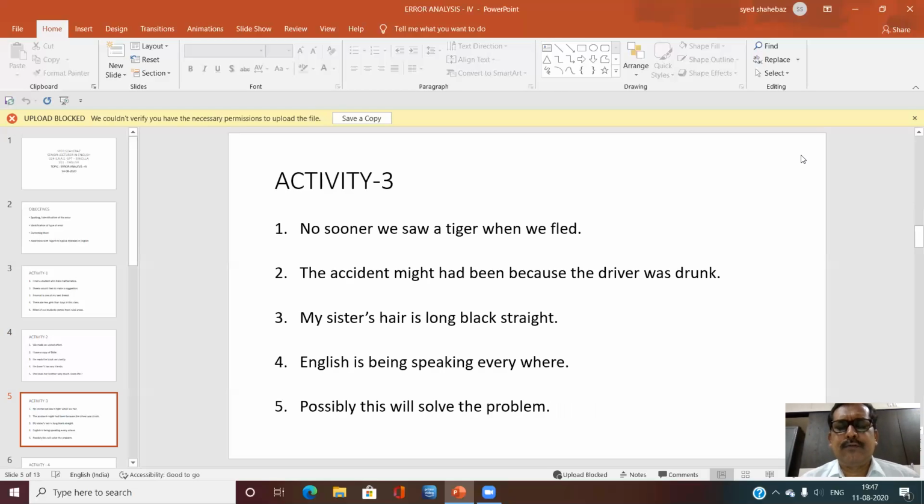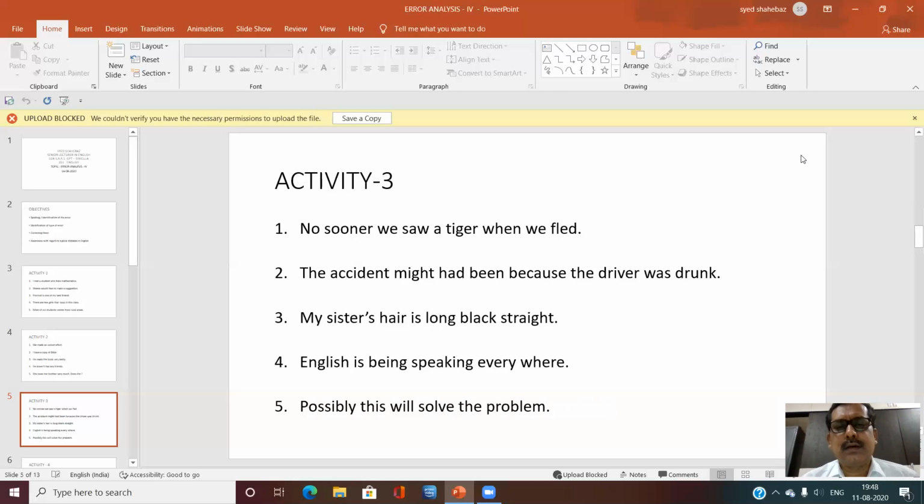We fled. So here, first they saw a tiger, then they fled. The first action must be referred in past perfect tense, the second action in simple past. No sooner we had seen a tiger, we fled. Here the mistake.